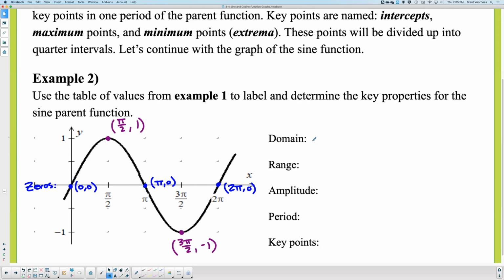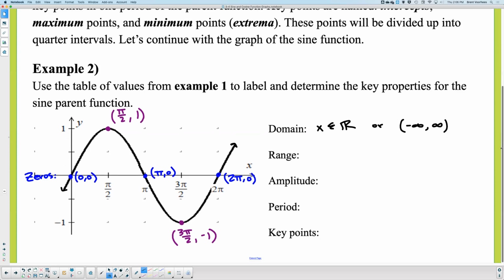Okay, what's the domain of a sine function? Well, let me add some things. What if I did this here? This doesn't mean continue on up, just continue on the same path, and this. What do you think the domain is? Remember, domain means x values. What is our domain? All real numbers. So you could write x is an element of the real numbers, or if you prefer, you can do from -infinity to positive infinity.